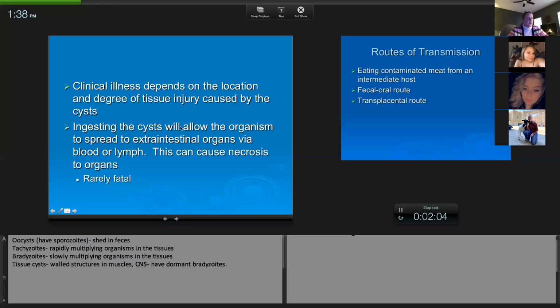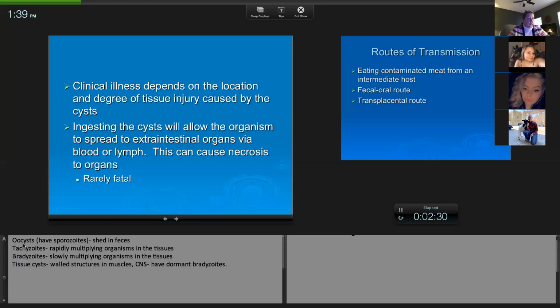When we talk about necrosis, that is when tissues die. If enough of these cysts embed in the tissues, it can damage those tissues. It can cause them to die off, which is when we would begin to see the clinical signs. Again, it is rarely fatal, but it can cause a degree of illness.